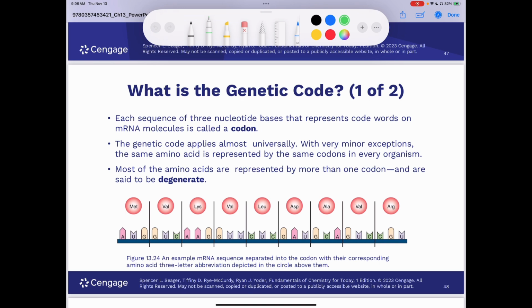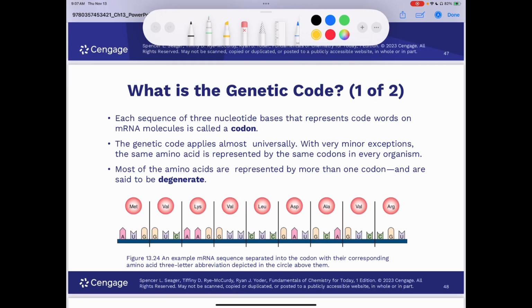This is a more extensive code, but it still contains too few words to do the job for 20 amino acids. If the code consists of a sequence of 3 bases, there are 4 to the power of 3, 4 times 4 gives you 16, times 4 gives you 64 possible combinations, more than enough to specify uniquely each amino acid in the primary sequence of a protein. Research has confirmed that nature does indeed use three-letter code words, a triplet code, to store and express genetic information. Each sequence of 3 nucleotide bases that represents code words on mRNA molecules is called a codon.